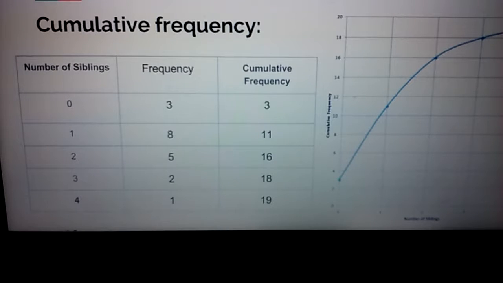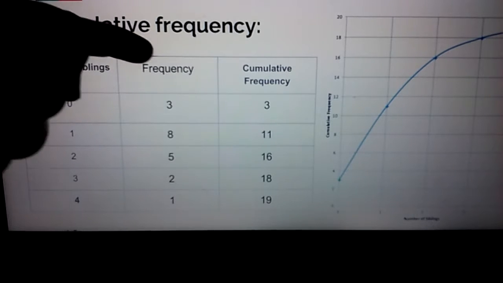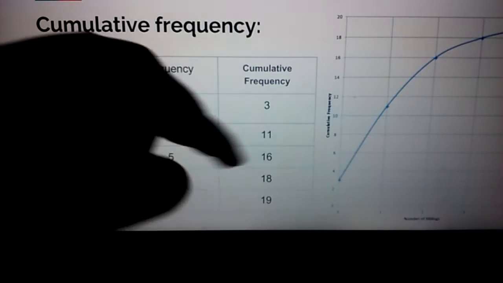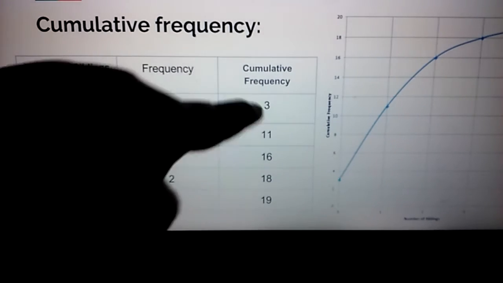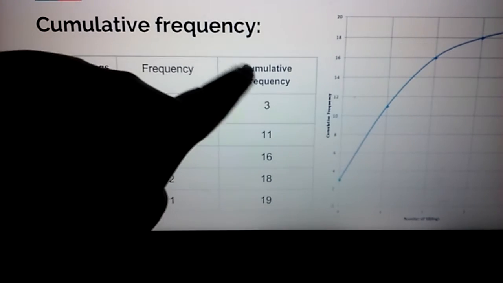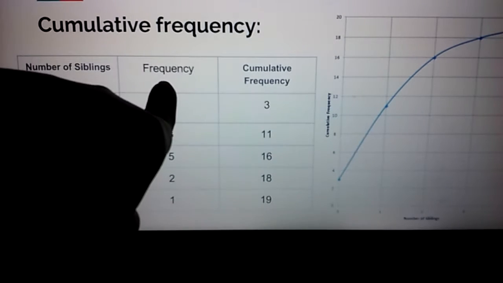So, cumulative frequency. Let me repeat our vocabulary word, cumulative frequency, and what it is. A cumulative frequency is the running total of frequencies, also defined as the sum of all previous frequencies up to the current point. So right here, this is your current frequency. And to find your cumulative frequency, you just have to add your cumulative frequency to your current frequency.